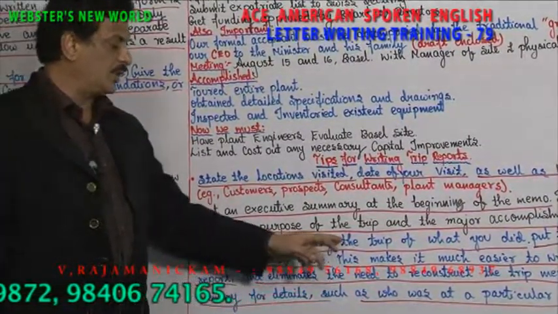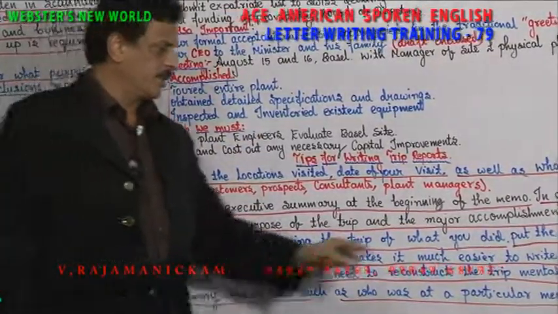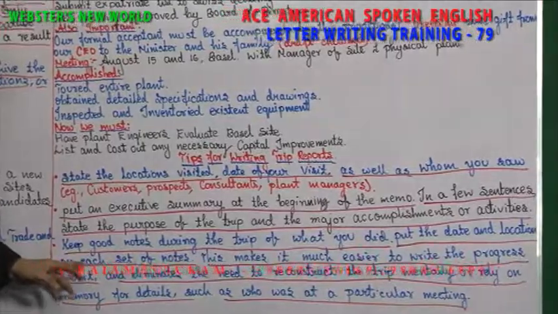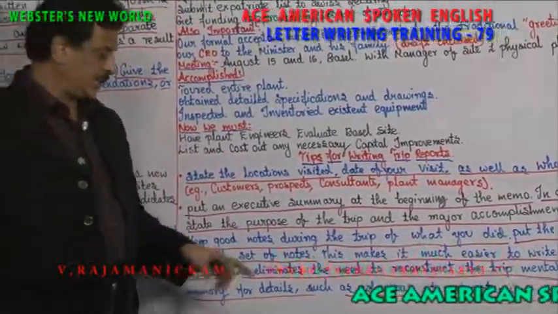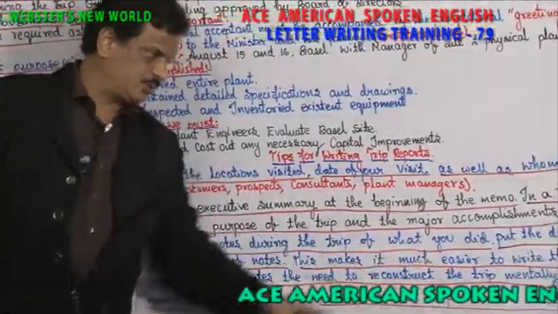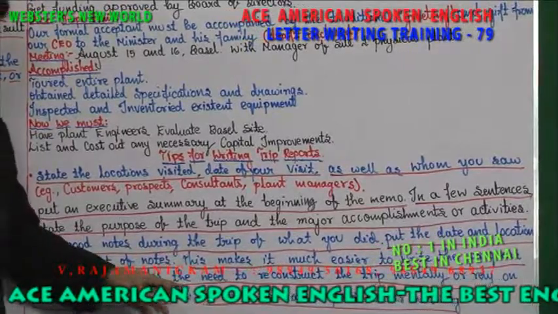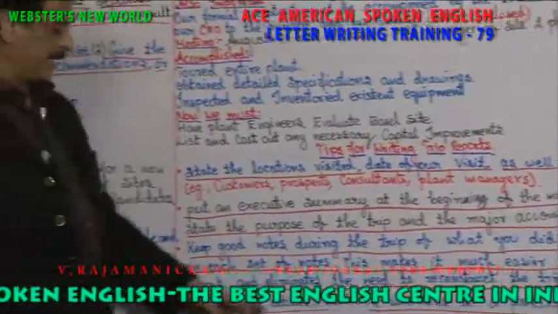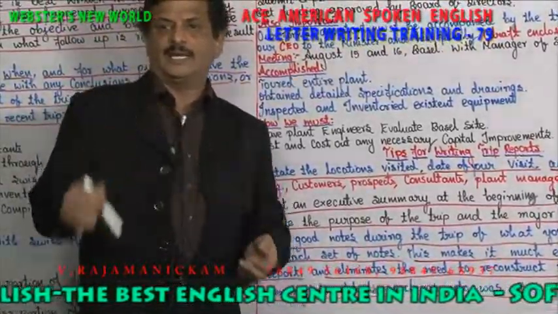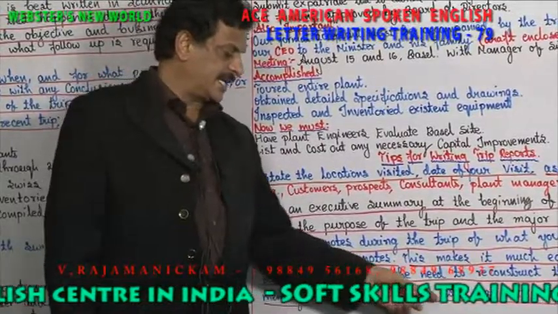Keep good notes during the trip of what you did. You have to keep notes of what you did. Put the date and location on each set of notes. You have to put the date and locations. This makes it much easier to write the progress report. So you can write the progress report and eliminate the need to reconstruct the trip mentally or rely on memory for details. So always you write in a letter so that you may not forget, such as who was at a particular meeting.